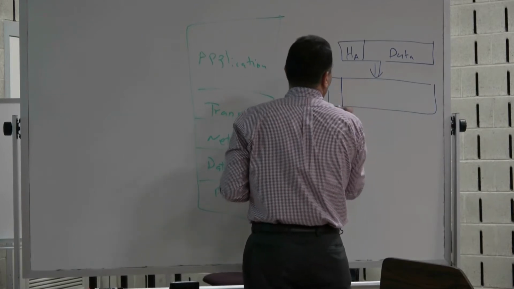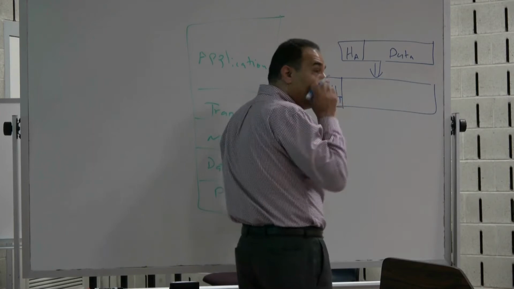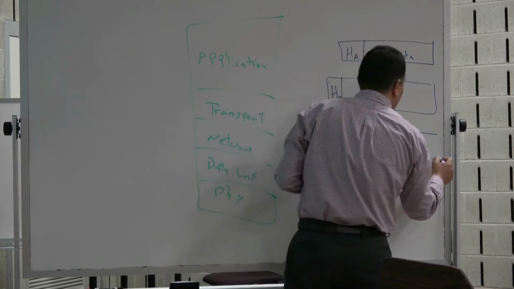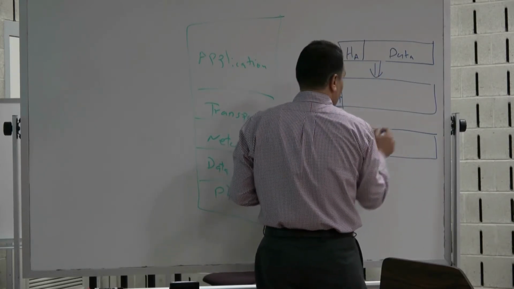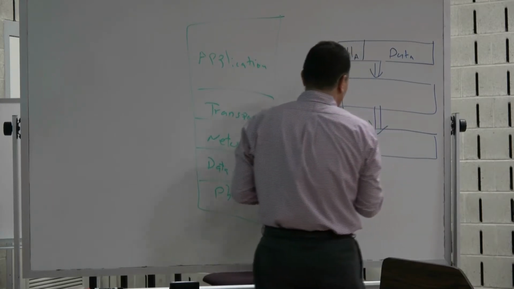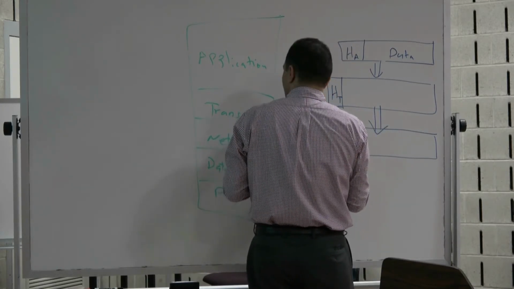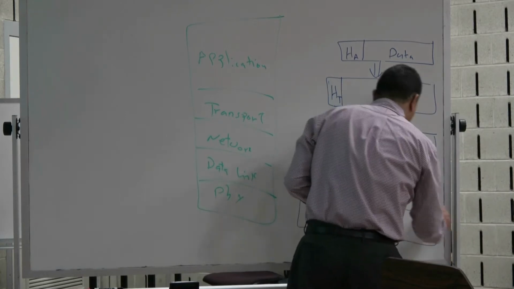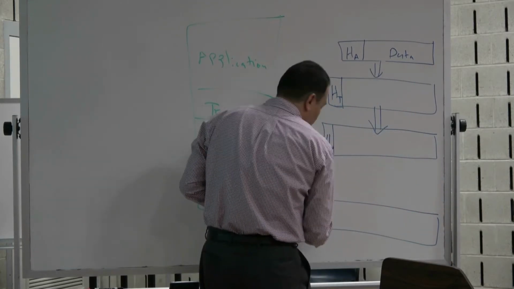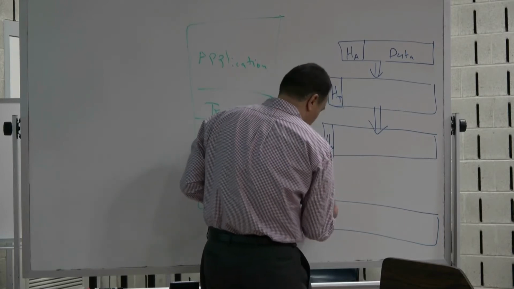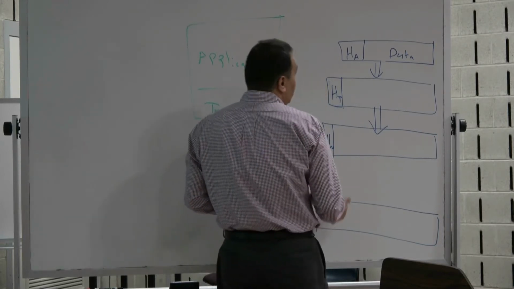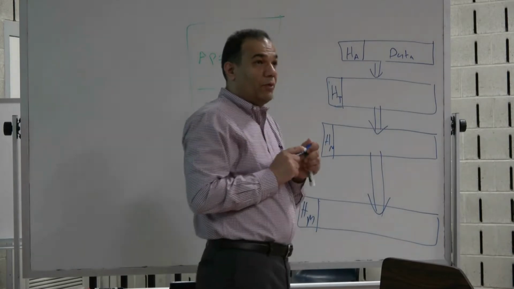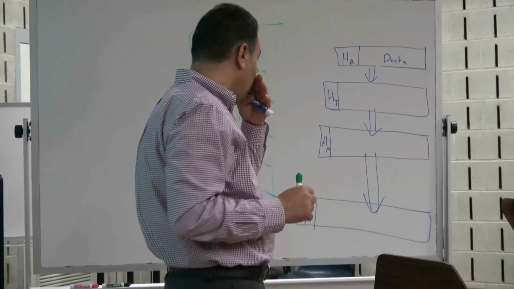We're going to add one more header, for example the transport header. The whole thing will move further down, and we'll add another header, for example at the network layer. Going down again, we add a header at the data link layer, the MAC layer, and so on and so forth. So as we go from layer to layer, the data frame becomes bigger, right?